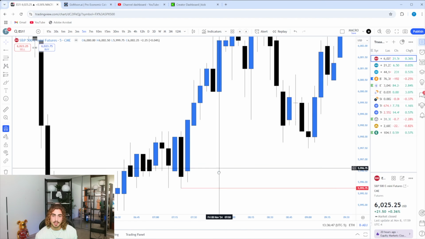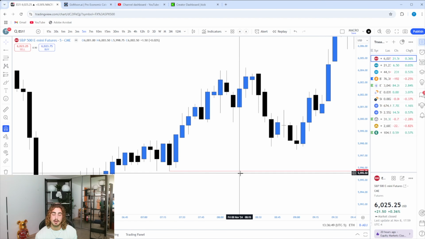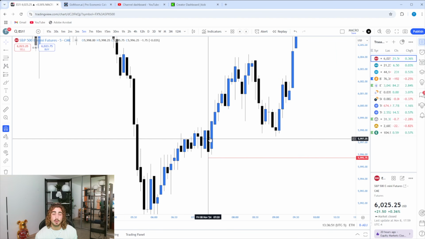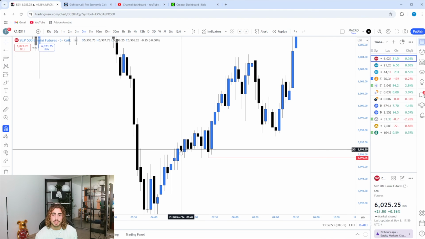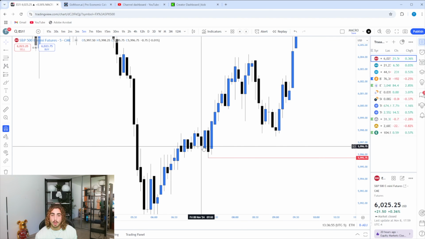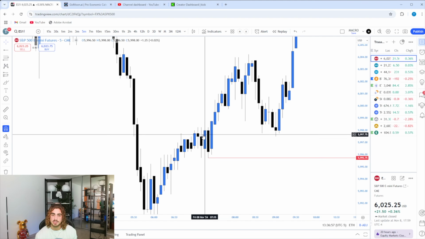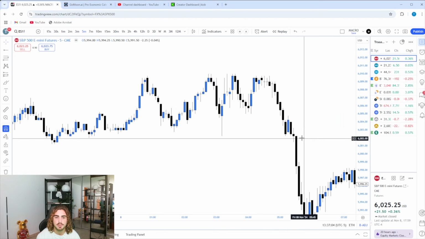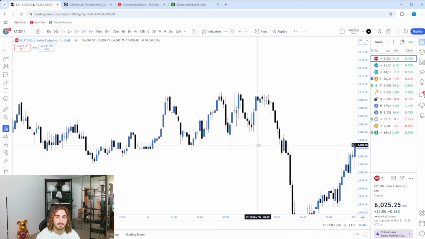Okay, we form a new low right here, and then price continues up and higher. Notice how even though this is a jumble of candlesticks, we still maintain bullish structure all throughout this consolidation, this jumble. A couple more examples here. Okay, this is a good one.